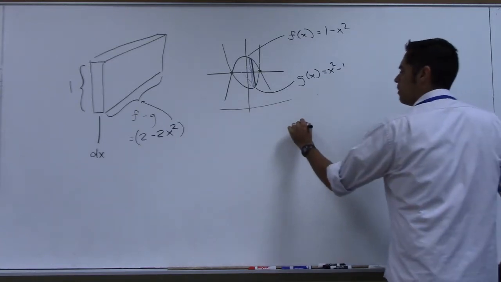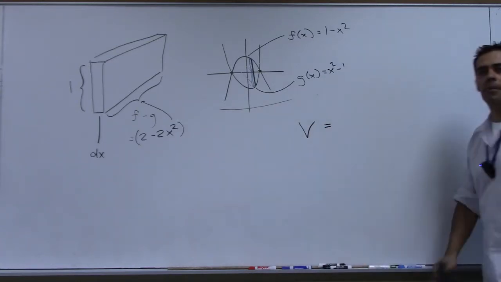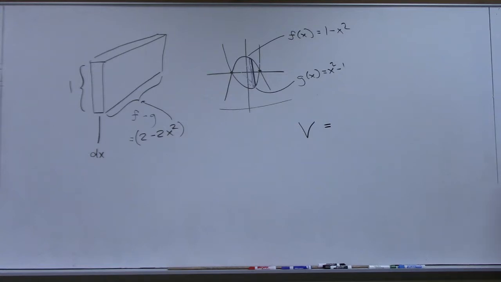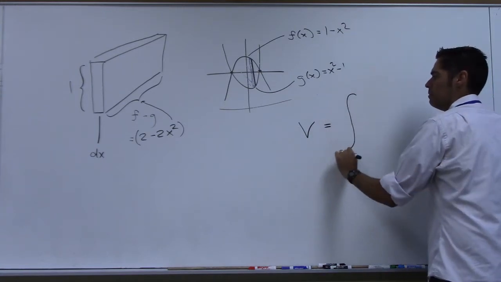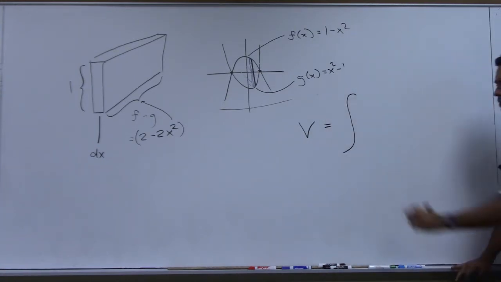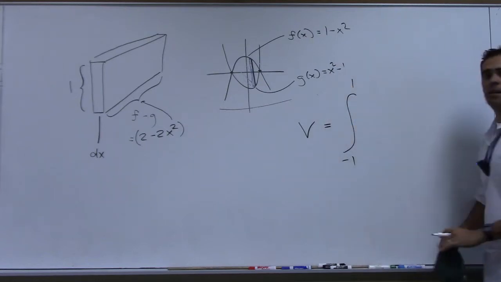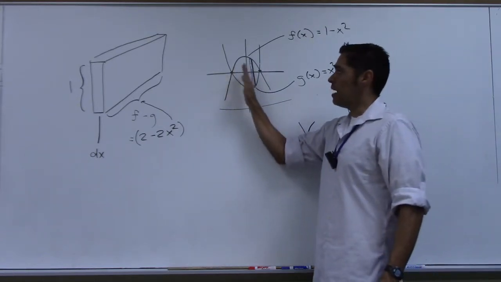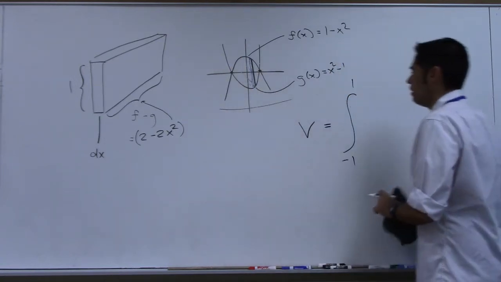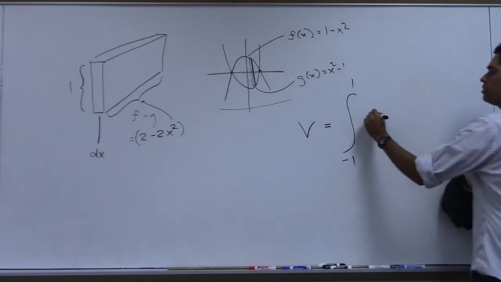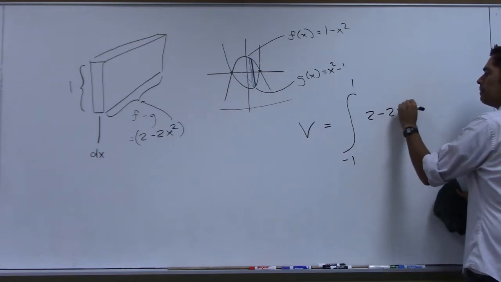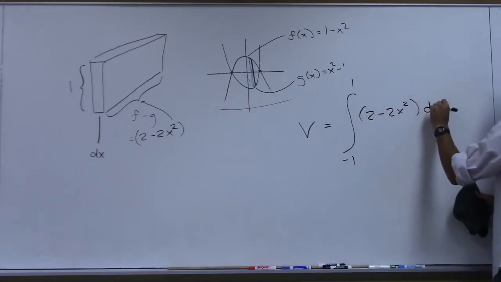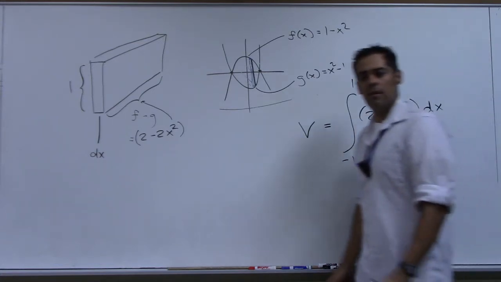So what's the volume of the entire thing then? Of everything, the whole solid. How do I do it? Integral, right? Because I'm going to add up all these slivers, from -1 to 1 because I'm going to be integrating with respect to x, right? And I can tell from my picture x goes from -1 to 1. 2 minus 2x squared dx times 1, but I don't really need it, do I?